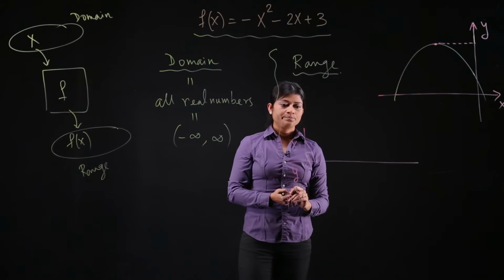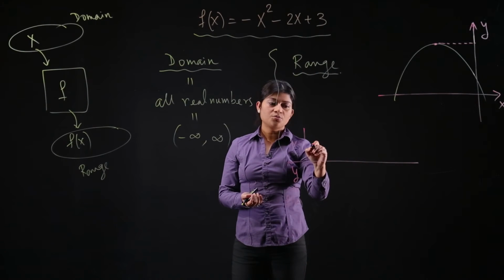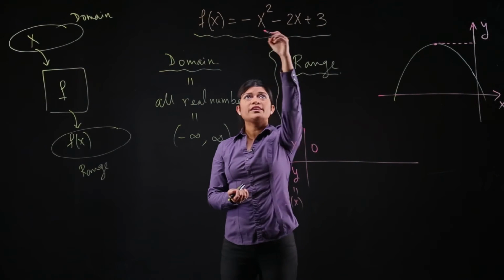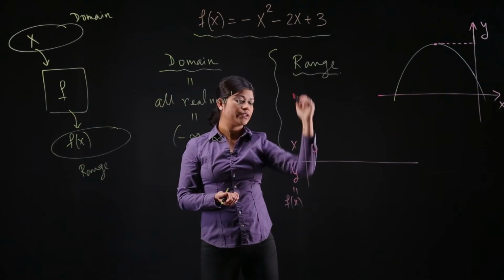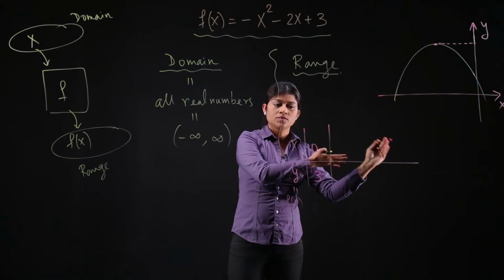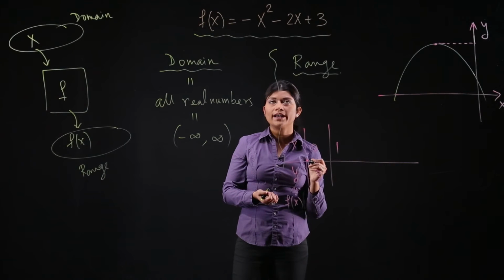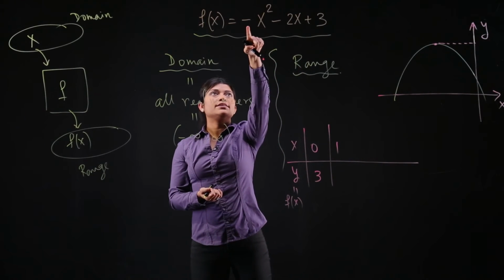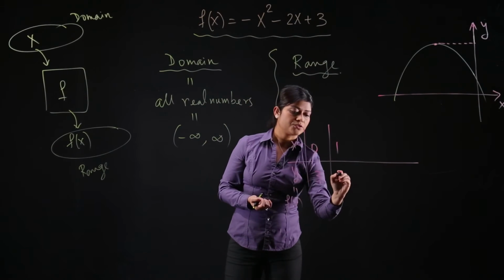Okay, so where do you want to start? You can start anywhere. Let's start with 0 if you want. So if you plug in 0 for x, you get 0, 0, and then you get a 3. So your output is 3. Okay, so let's plug in some simple values. Say plug in 1 next. So let's see, we get -1, -2, that's -3, +3, so you get a 0.